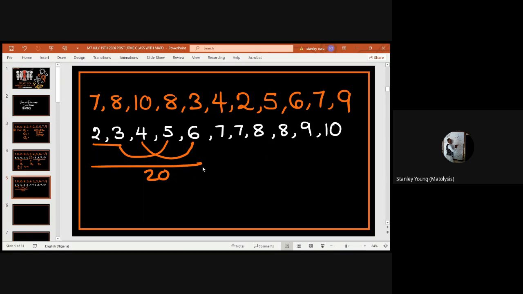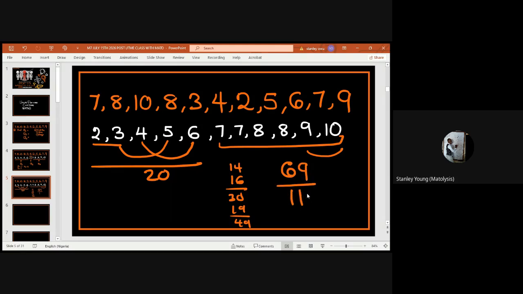So we have 20. Then to this side, I have 14. I have 8 plus 8, 16. That gives us 30. And this is 19. So you're right, this is 49. That gives us 49 plus 20. That's 69. So we have 69 divided by 11.